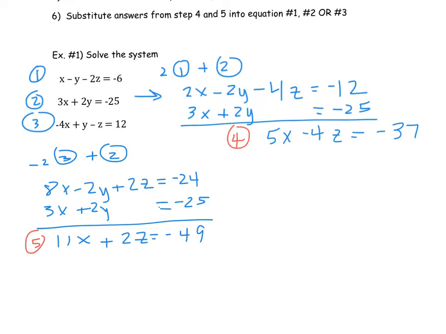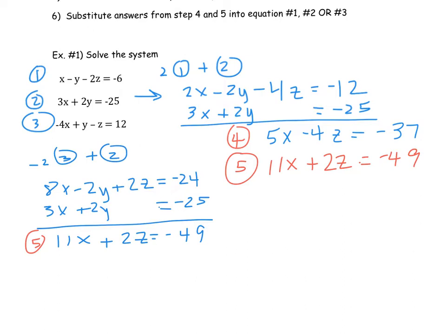Okay, now, one thing I like to do is I like to have my equation 4 and my equation 5 next to each other. So we get this. Make sure you copy it right. 11x plus 2z equals negative 49. Okay, so now we're back to what we did before October break. So we decide if we want to get rid of x or z. If we want to get rid of z, we can keep the negative 4z, and then we have to change the 2z to a positive 4z. So I think that'll be the easiest thing to do.